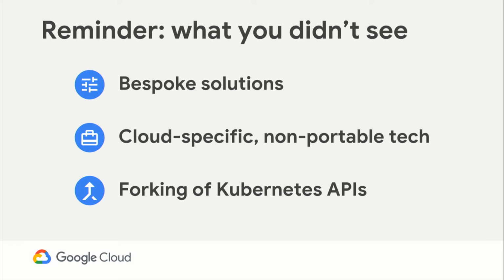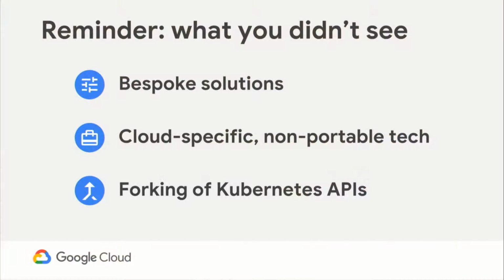Things aren't insanely tightly wired together. Second, you didn't see any cloud-specific technology. Even when we were deploying to Google Kubernetes Engine, we were using this exact same software that we had running locally. All we did was swap out our parameters. And then finally, you didn't see any forking of the Kubernetes APIs, meaning anywhere you have a Kubernetes compliant cluster, it's going to run great.